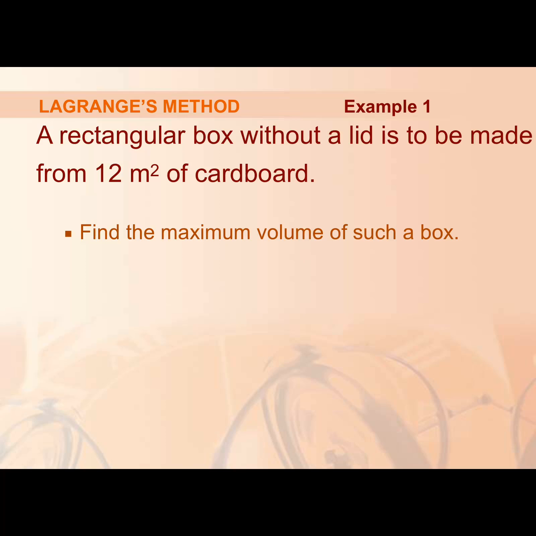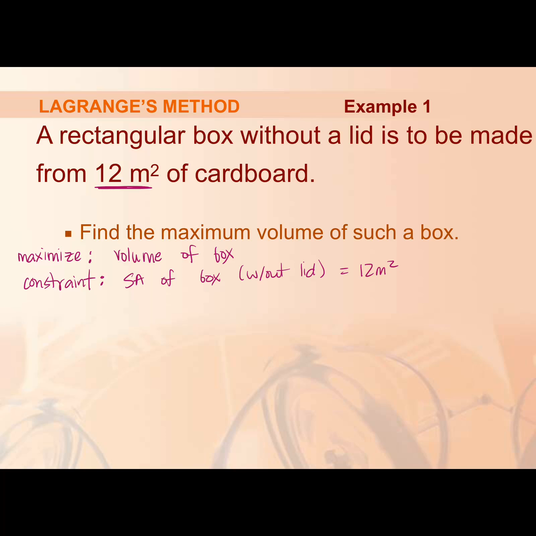A rectangular box without a lid is to be made from 12 meters squared of cardboard. Find the maximum volume of such a box. So the function we need to maximize is the volume of the box. What is our constraint? We can only use 12 meters squared of cardboard. So that means the surface area of the box without the lid should be equal to 12 meters squared.